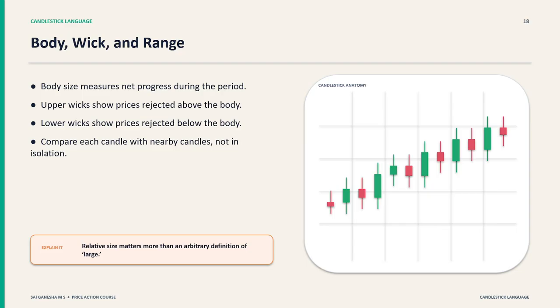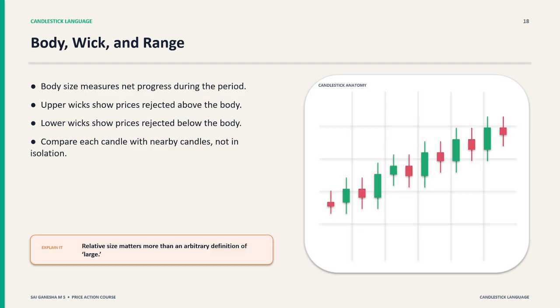Before we finish, open a chart and choose 5 candles. For each candle, ask yourself: where did it open, where did it close, which side has the longer wick, did buyers or sellers make more progress, and is this candle large or small compared with the nearby candles? You don't need to take any trades, just practice describing what happens inside each candle.